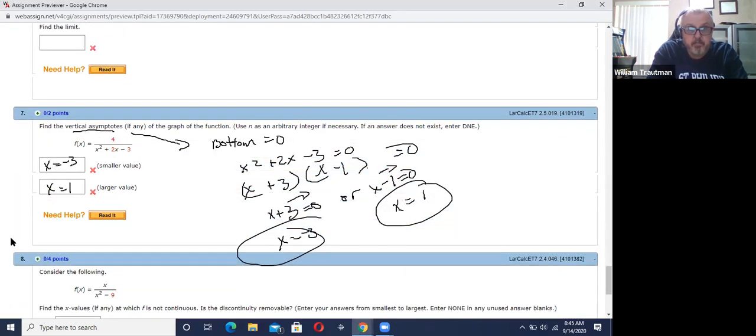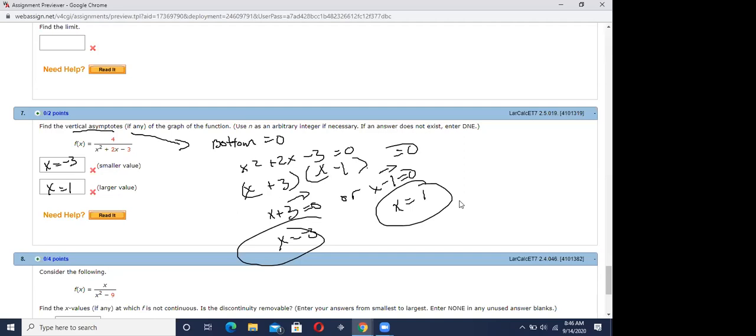By the way, down in the next question, it talks about removable or non-removable. Can anybody tell me, are these removable discontinuities or non-removable discontinuities? Removable or non-removable? I'm hoping you guys did this homework already. Anybody know?